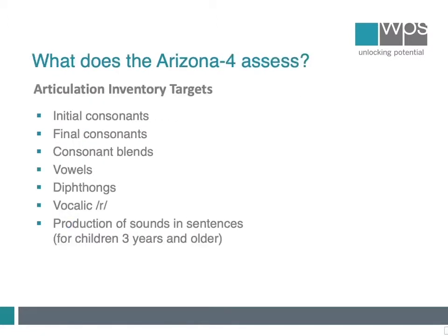The articulation inventory targets that the Arizona 4 assesses include initial consonants, final consonants, consonant blends, vowels, diphthongs, vocalic R, and for children 3 years and older, production of sounds in sentences. Does everyone know what a diphthong is? If not, it is a sound formed by the combination of 2 vowels in a single syllable, in which the sound begins as one vowel and moves toward another, such as in the words coin, loud, and side.